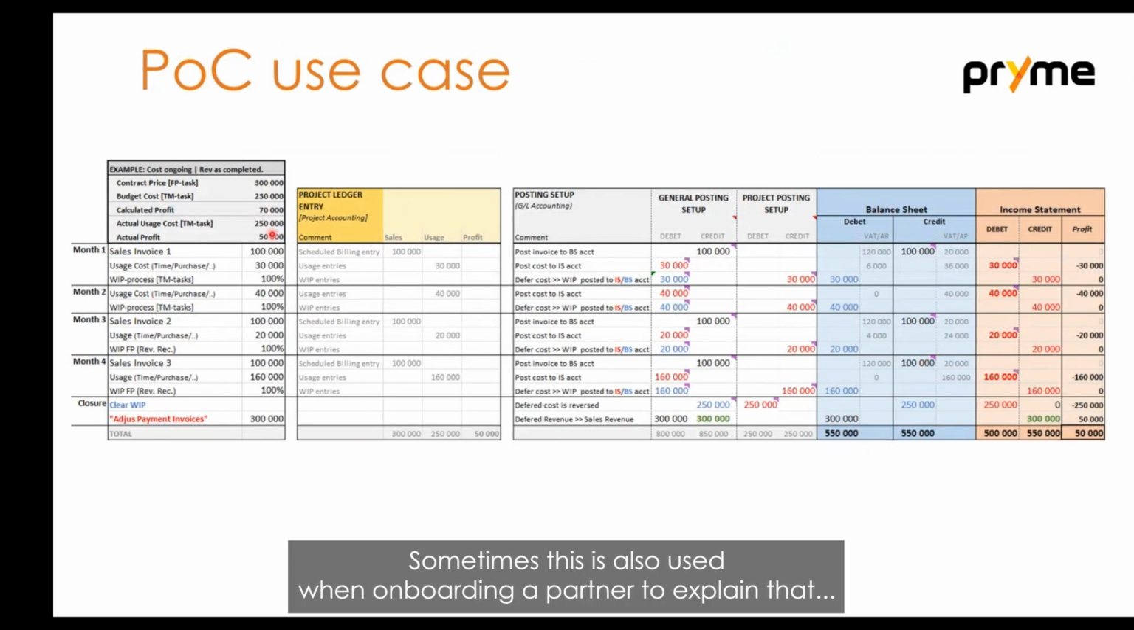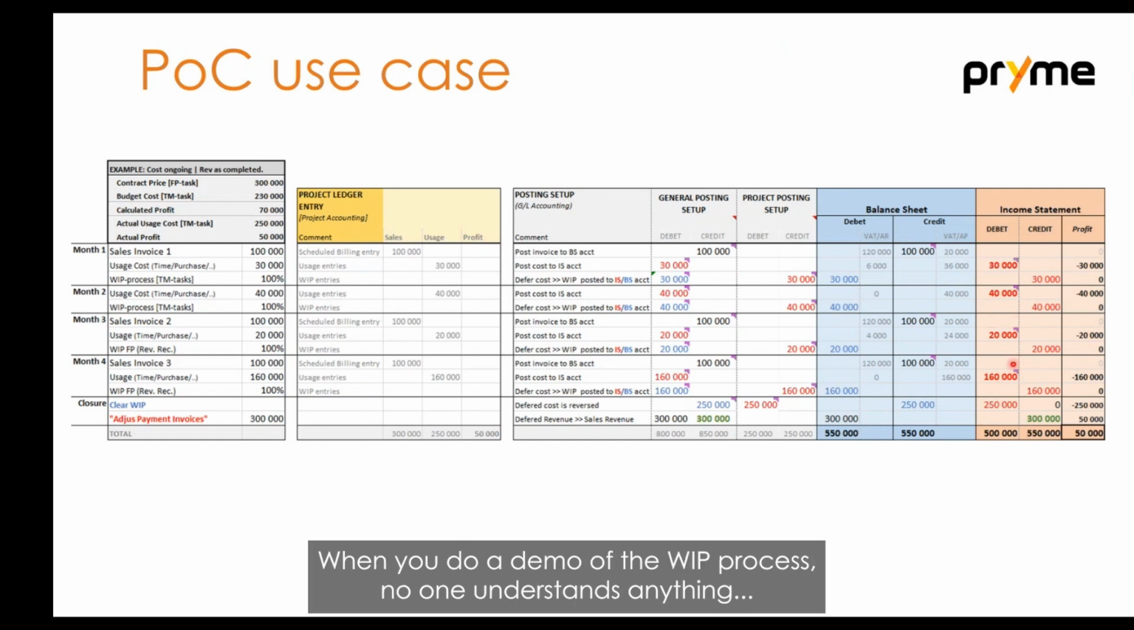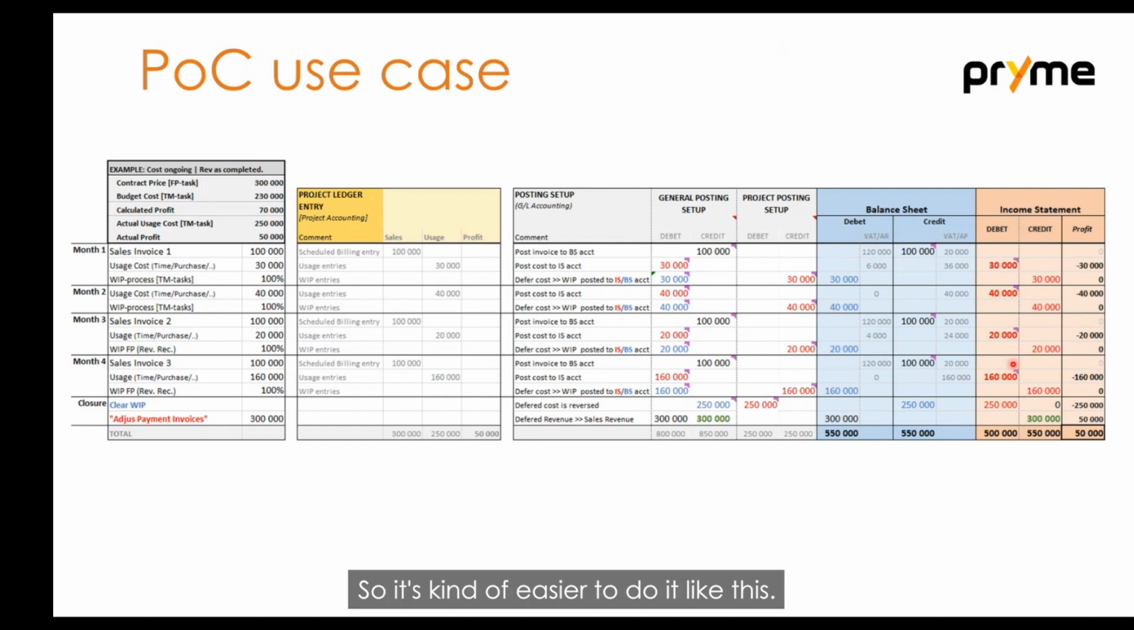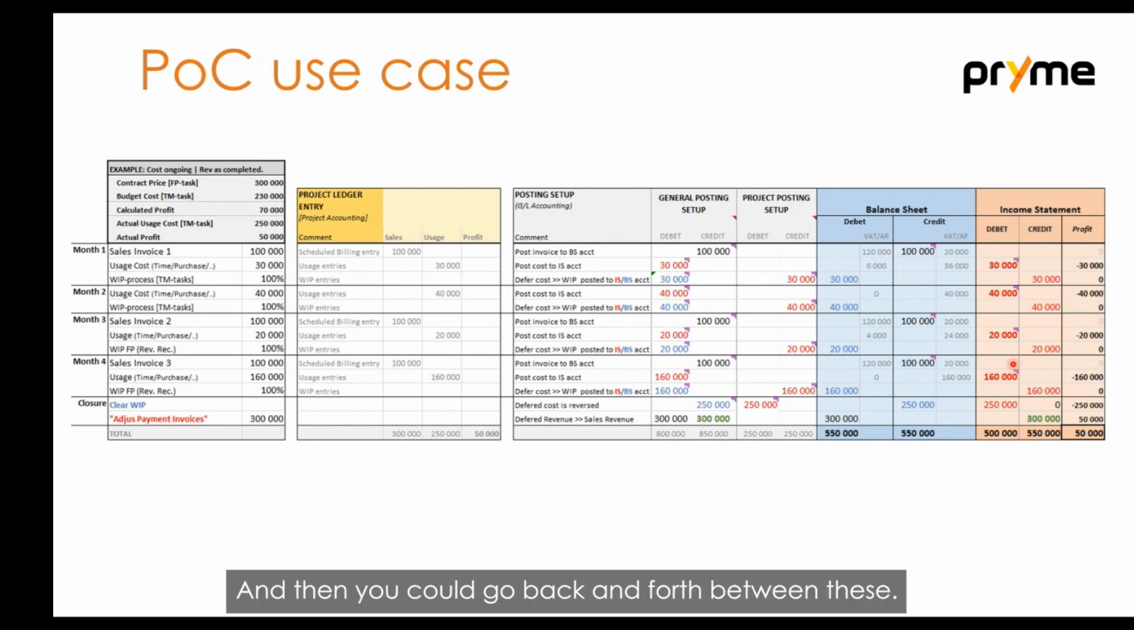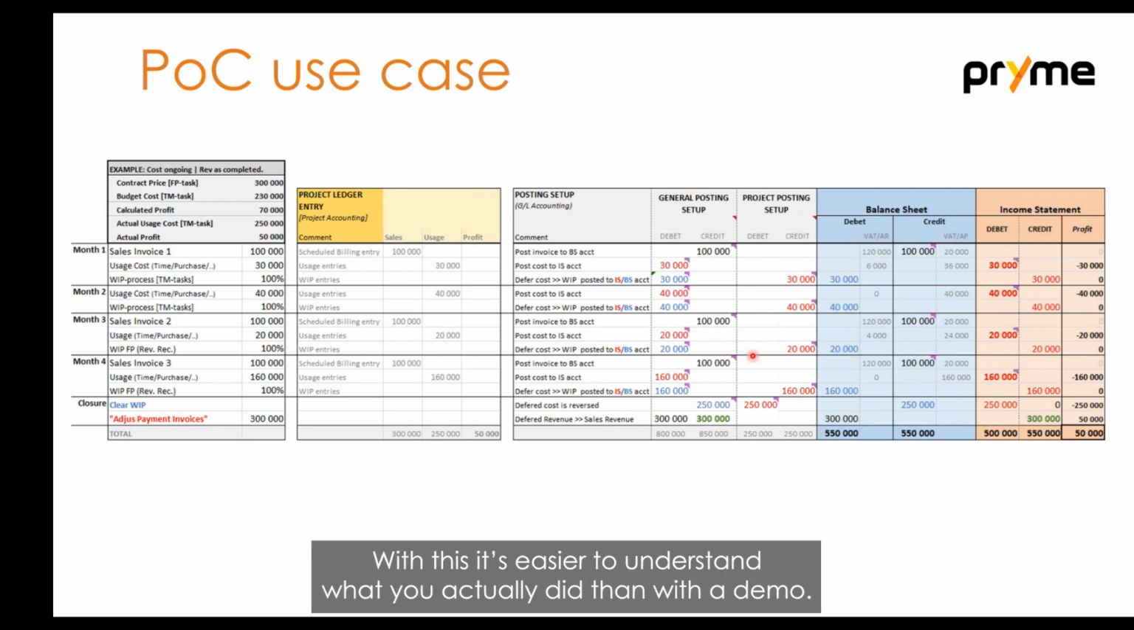And sometimes this is also used when onboarding a partner to explain, okay, depending on what we do and how we set it up, where are things actually going to be posted and ending up in the balance sheet and income statement? Because when you do a demo of the WIP process, no one understands anything because it just happens behind the scenes. So it's easier to do it like this. And then you could go back and forth: you did something, you posted it and you got this amount equal to what they saw on the spreadsheet. This is easier to understand in the end what you actually did when you did the demo.